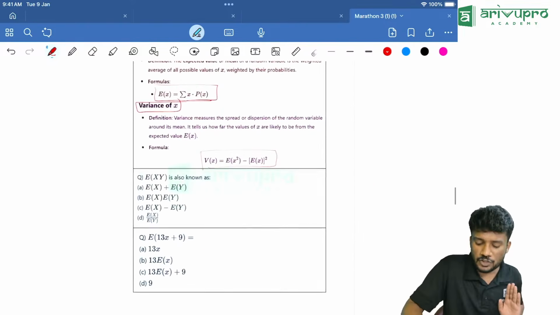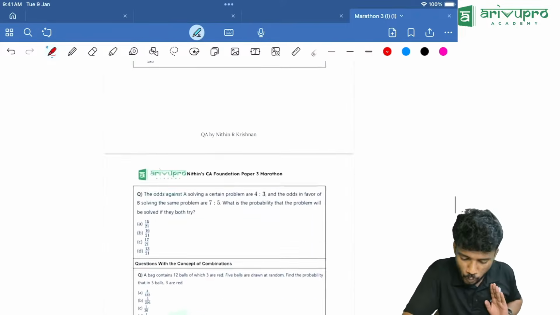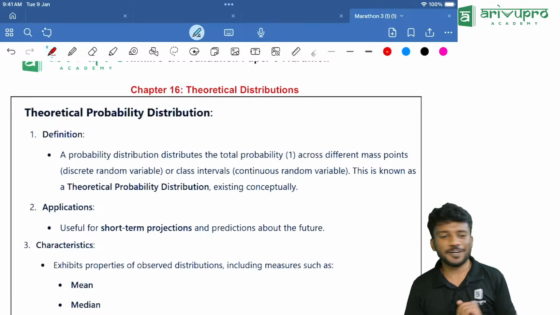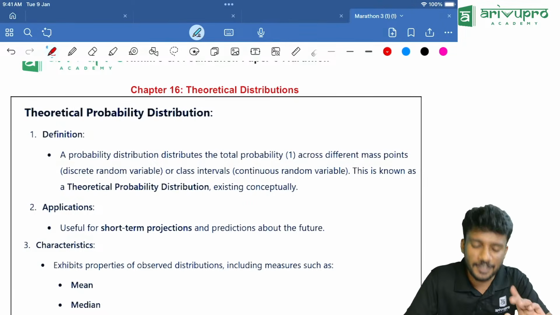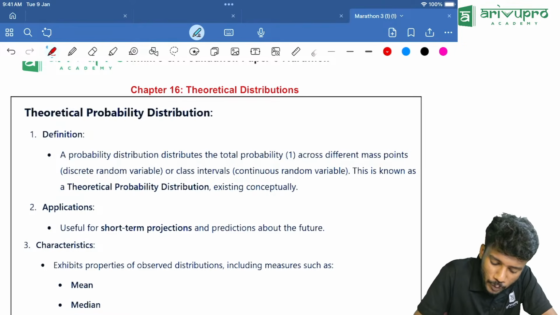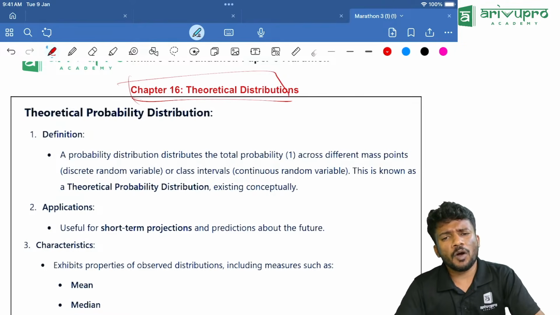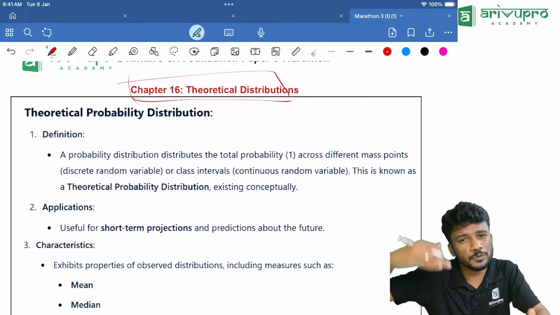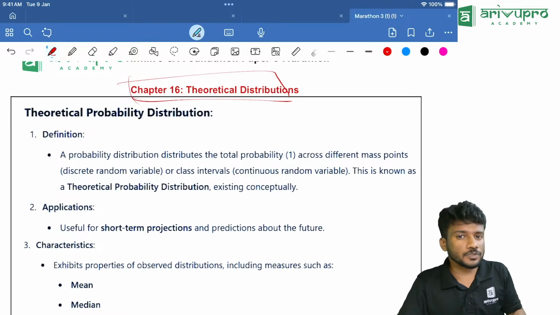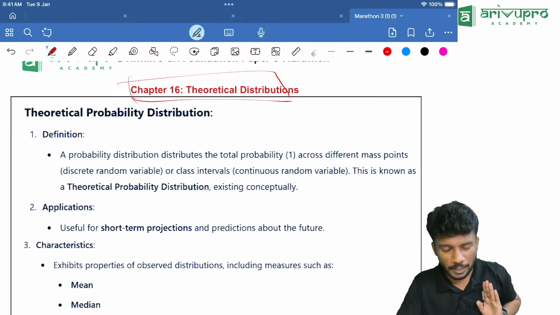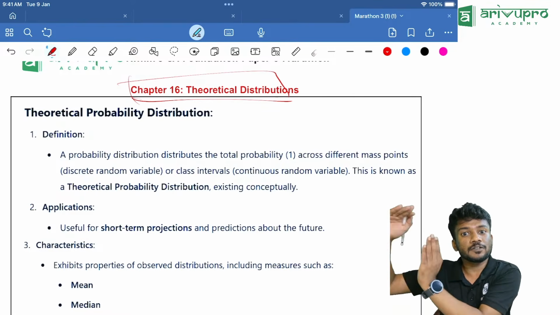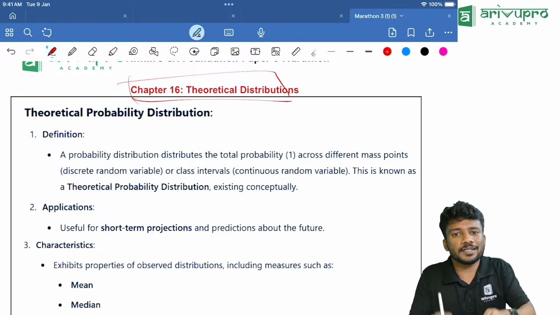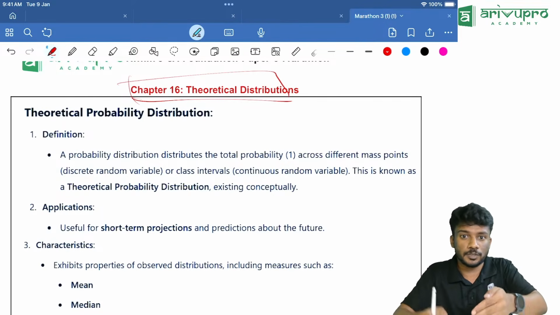Okay. With that, we are going to the topic theoretical distribution. One of the easiest topics, but no one will study it, thinking that it's very complicated. Usually, probability and theoretical distribution together give you up to 12 marks, maximum of 12. Sometimes more marks will be from probability. Accordingly, the questions from theoretical distribution change.